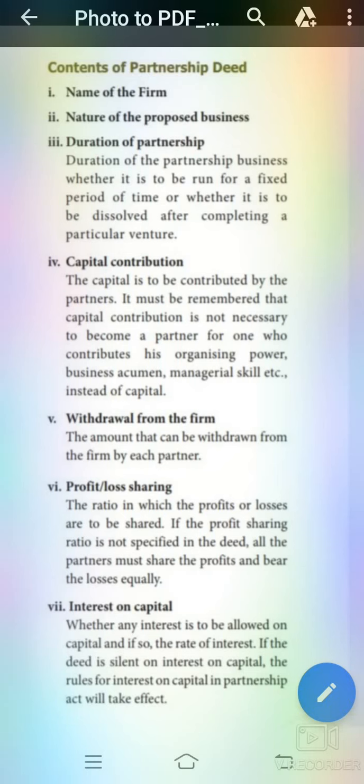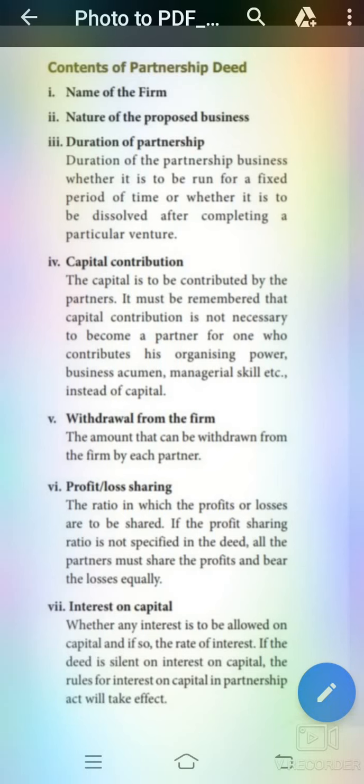First one is name of the firm. And then second one is nature of the proposed business. எந்த பிஸ்னஸ் நடத்த போகிறாங்கன்றது கண்டிப்பாக தெரிஞ்சிருக்கணும். Third one is duration of partnership. That is whether it is to be run for a fixed period of time or whether it is to be dissolved after completing a particular venture. That is duration of partnership deed.